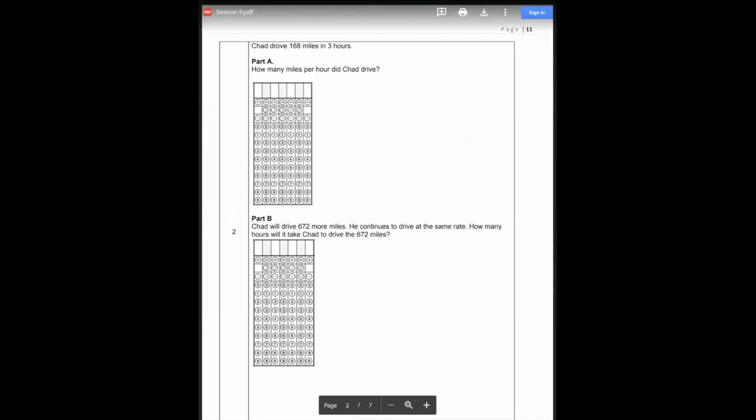So it says part A and part B, and the problem just says Chad drove 168 miles in 3 hours. So how many miles per hour did Chad drive? This is definitely something we've seen before. In order to get miles per hour, the per is like your fraction sign. You have to divide the 168 miles that you have here per 3 hours.